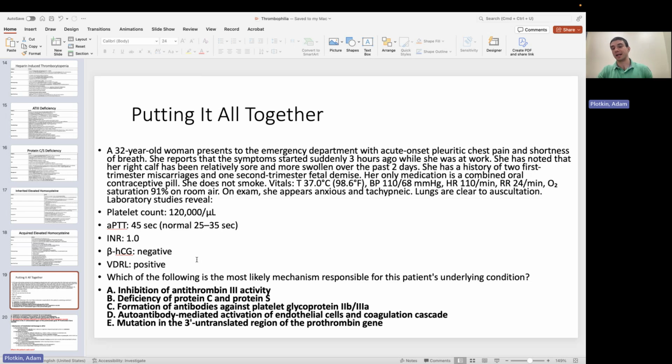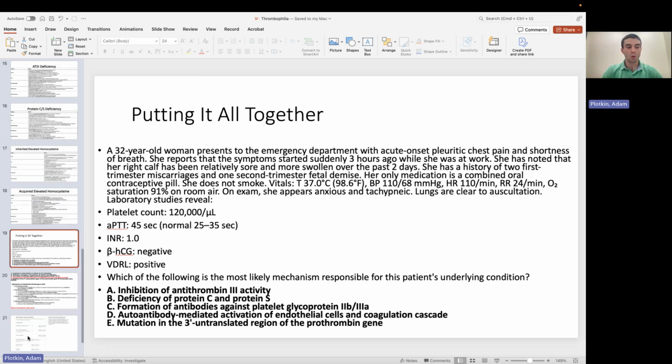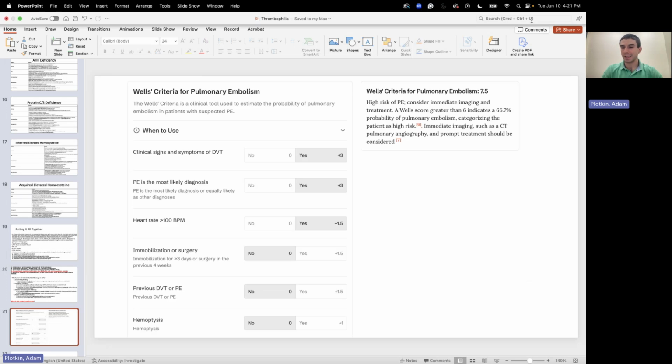And then the two things that give me 1 point are hemoptysis. Is she coughing up blood? Nope. Does she have a history of malignancy treated in the last 6 months? Nope. So she's stuck at 7.5 points, which is well above what I need to be very suspicious of a PE.